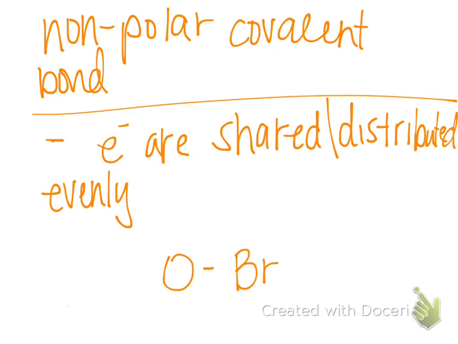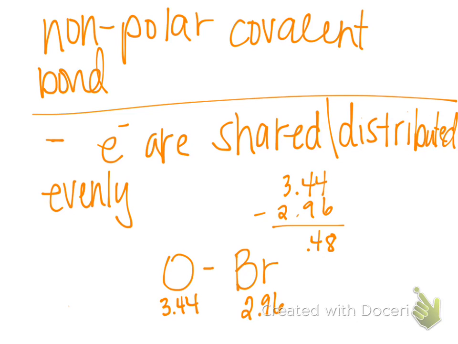Okay, oxygen has an electronegativity value of what? 3.44. Bromine has an electronegativity value of what? 2.96. Okay, so we want to subtract those. You're always just going to take the smaller from the bigger. There's no negative when we look at bond values. Okay, so 3.44 minus 2.96. I guess there is a little math. Okay, did I do that right? Hopefully.